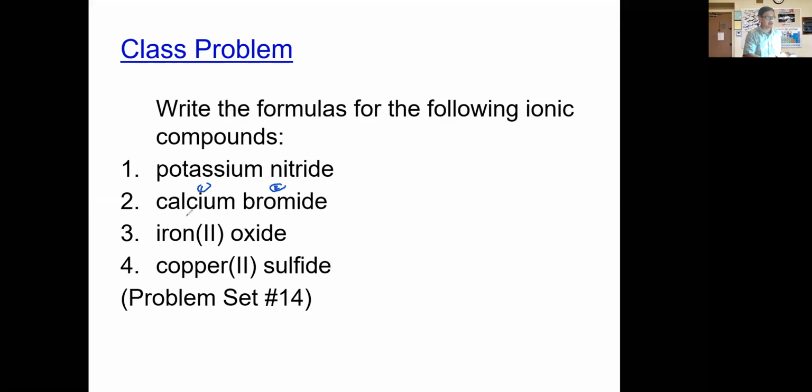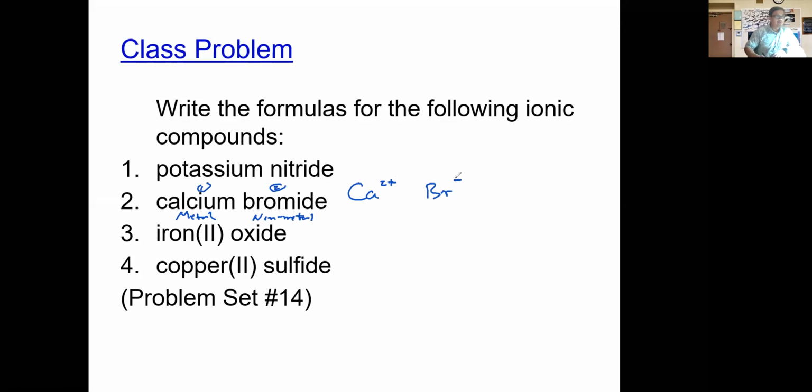Is this an ionic compound? Yes. Calcium is a metal, bromide is a nonmetal. Okay, so the bromine is a nonmetal. All right. Cation then is calcium, 2+. Okay, calcium cation. Bromide anion is going to be Br with a 1-.